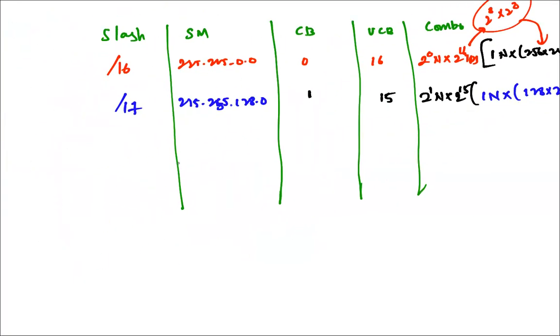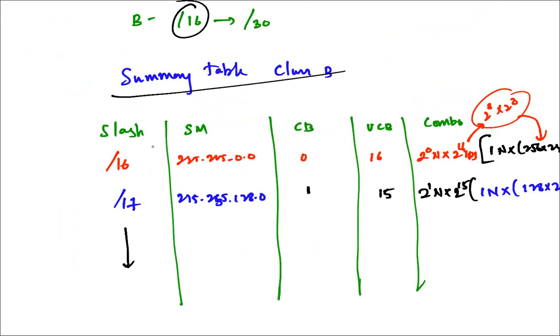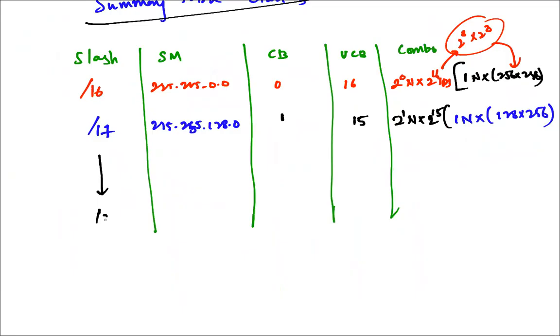Like this, I want you guys to write when you practice, when you write these tables. Finish class B with the summary table of class B, and finish it till /30. I want you to write everything: 16, 17, 18, 19. Don't directly jump to 30. I want you to write everything till /30. Got it? Okay.